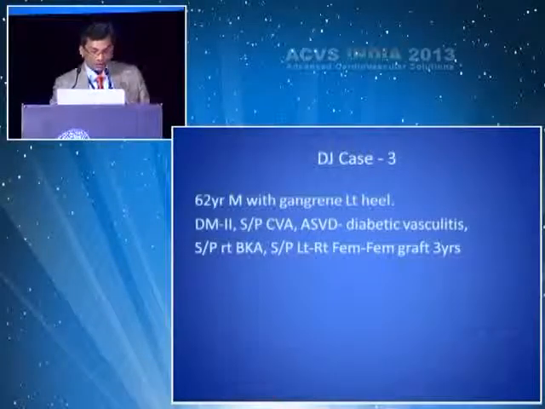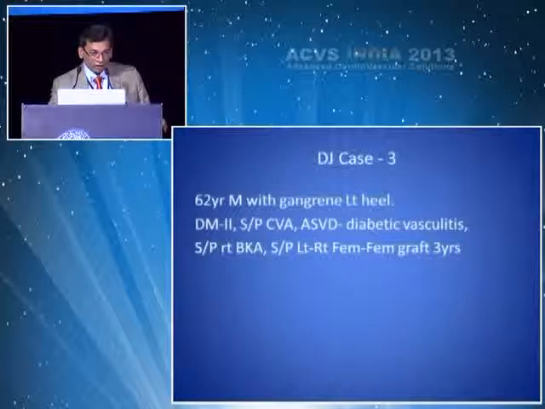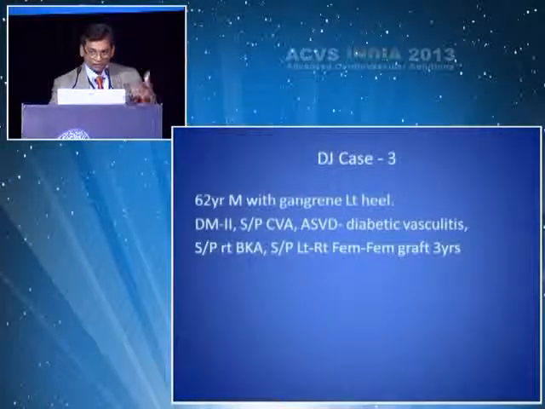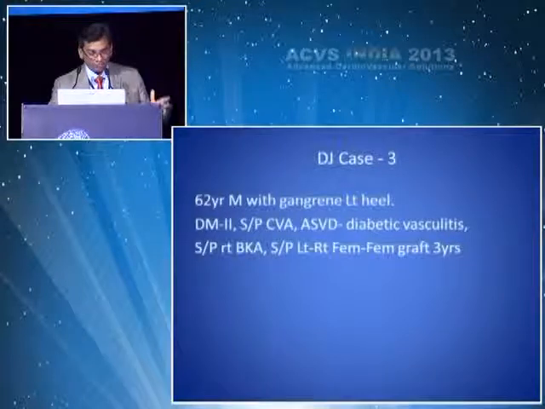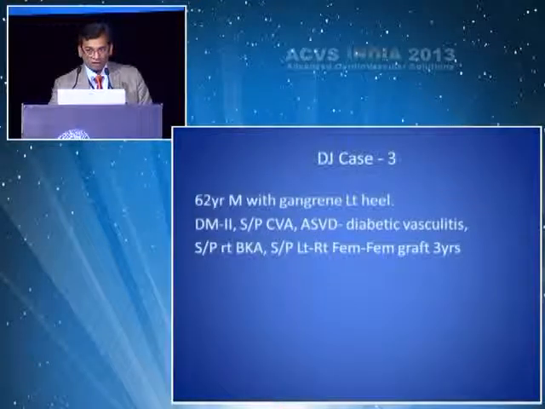This is another interesting case that brings home a lot of points that I mentioned about peripheral arterial intervention. It's a 62-year-old male who presented with gangrene of the left heel. He's a diabetic, post-CVA, with severe diabetic vasculitis and diffuse atherosclerosis. He's status post Belloni amputation and has a left to right fem-fem graft that was placed 3 years ago.